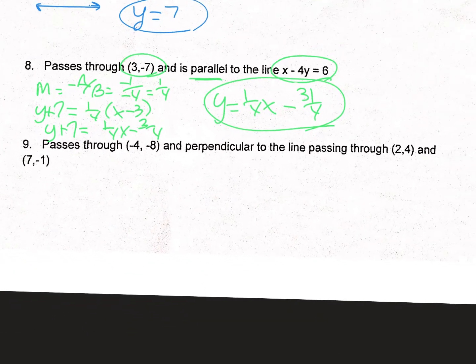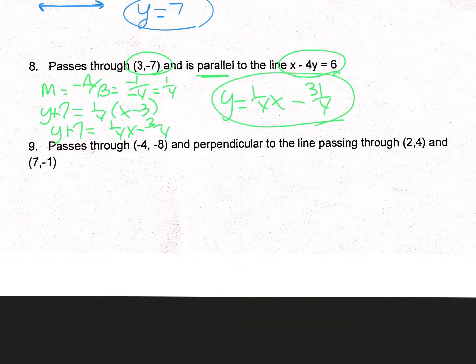Okay, number 9. Passes through -4, -8, and it's perpendicular to the line passing through 2, 4 and 7, -1. Wow, that's a lot of stuff. So first of all, I need to find the slope of that line. So I'm going to go slope is y minus y over x minus x. I get 5 over -5. That's nice, which is -1.